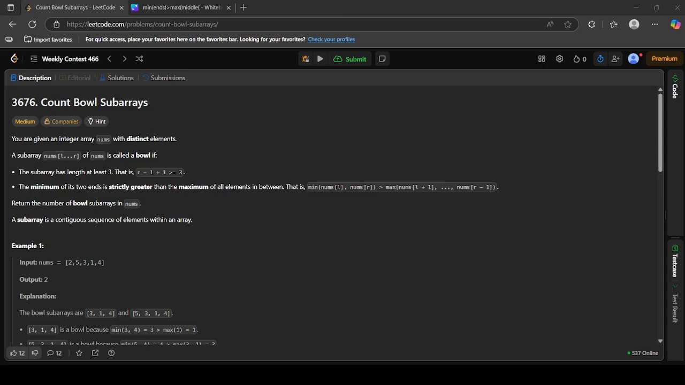Hello, in this video let's discuss the third question of today's contest. You are given an integer array nums with distinct elements. A subarray L to R is called a bold subarray if the subarray has at least length 3 and the minimum of its two ends is strictly greater than the maximum of all elements in between. That is, the minimum of ends should be greater than the maximum of all the middle elements.